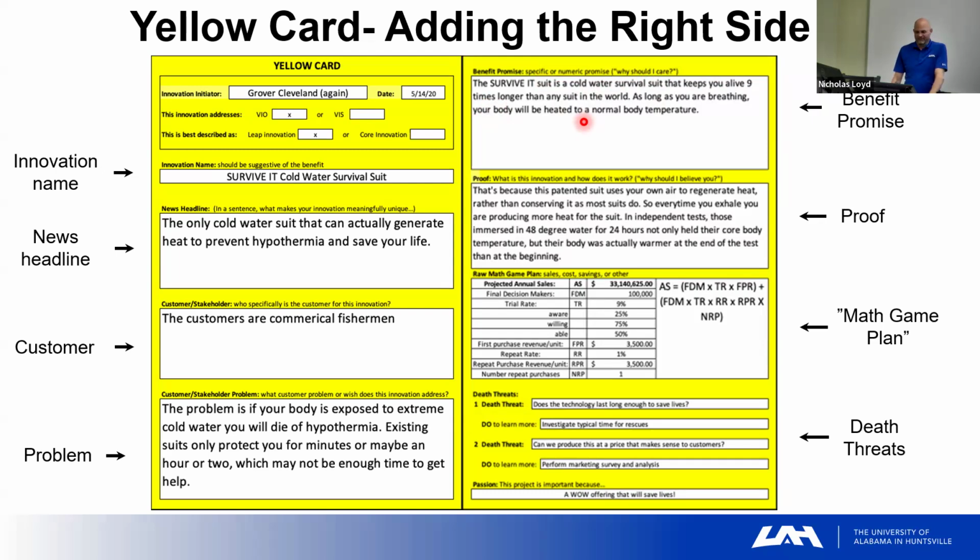Benefit promise. Okay, that sounds great, but why the heck, proof, should I believe it? That sounds kind of crazy. So this is where you fill in with the technical back-up. That's because we have a patented suit using your own air to generate heat rather than conserving it as most suits do. Every time you exhale, you produce more heat for the suit. An independent test: we immersed people in 45-degree water for 24 hours, and not only was the core body temperature held, it was actually warm.